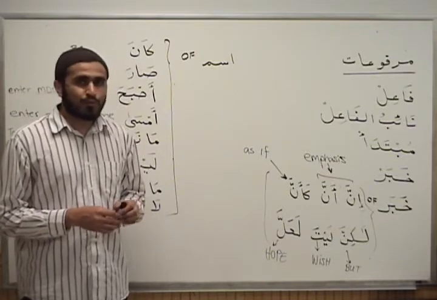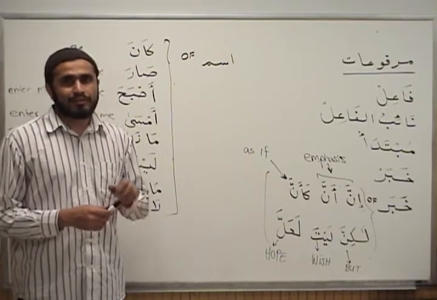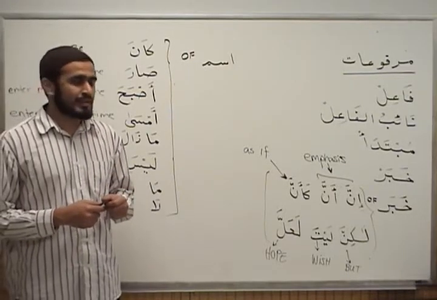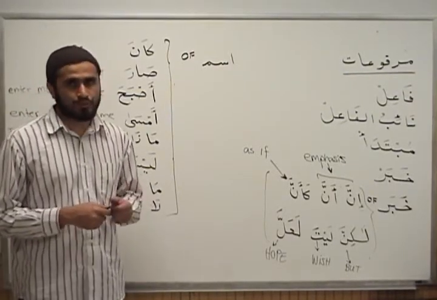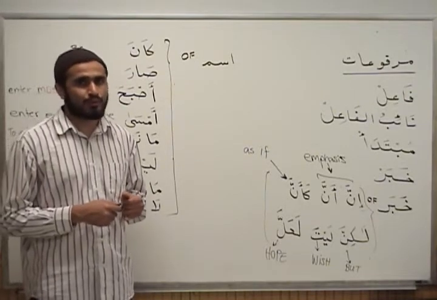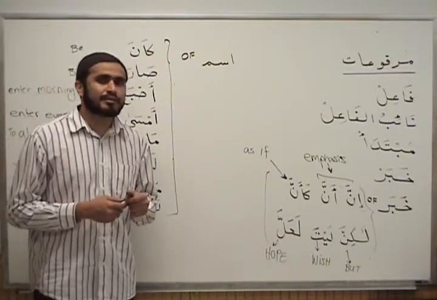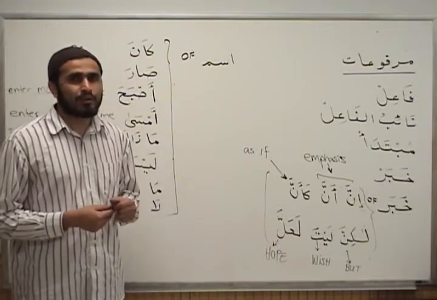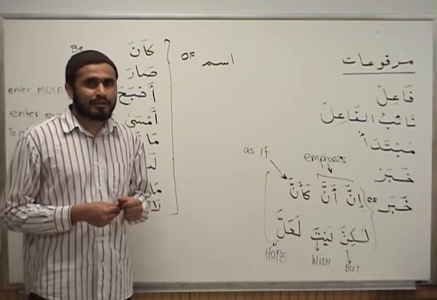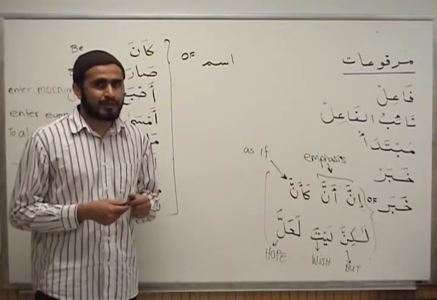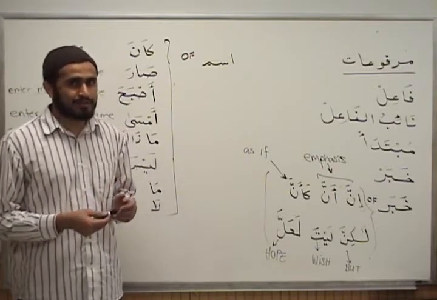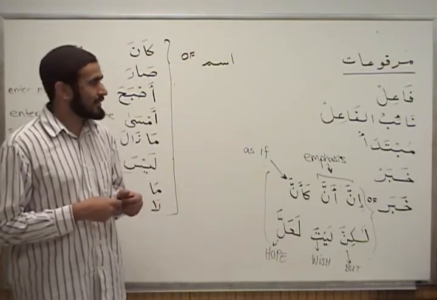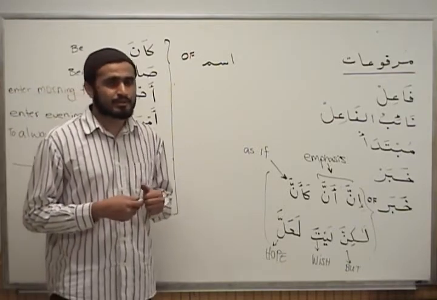And then marfu', mansub, and majroor are the things that have the state, the word that has that state. If a word has nasb, it's called mansub. If a word has raf'a, it's called marfu'. And if a word has jar, it's called majroor. So we're going to start discussing marfu'at, or words that have raf'a. The words that have raf'a, or dhamma in some instances, waw in other instances, alif in other instances. It all depends on what kind of ism specifically you're dealing with.